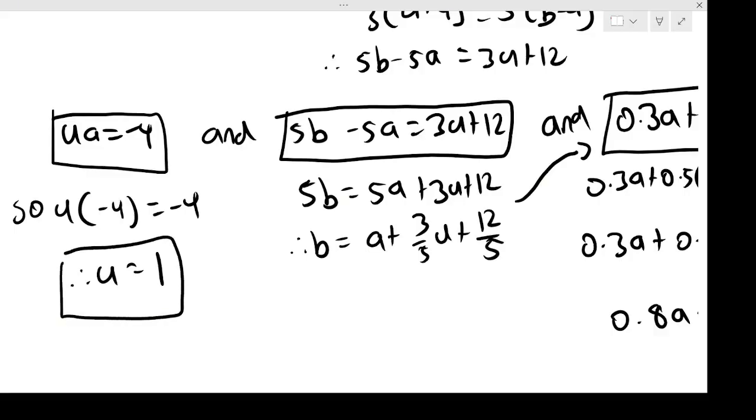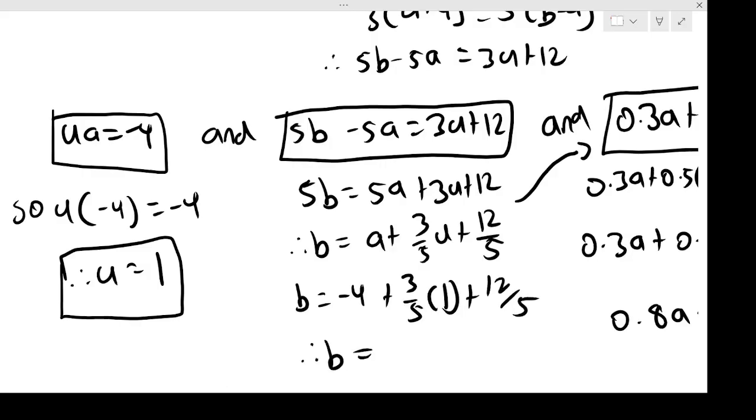Okay, and then I can find b. So b is going to be a, which is minus 4, plus 3 over 5 lots of u, which is 1, add 12 over 5. So I get b to be minus 1. And there we are. So I found u, b and a.